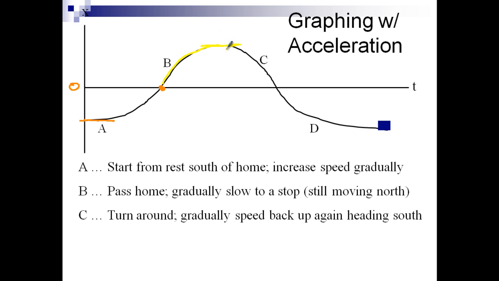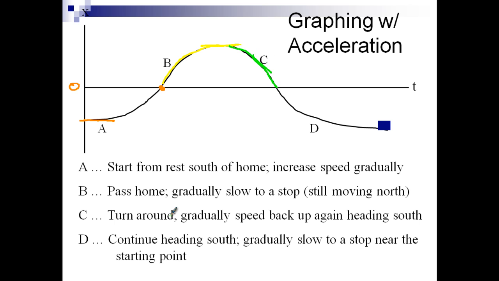Now C, you're going to turn around and you gradually speed back up again. See, it gradually gets steeper and steeper and steeper. And now a line tangent to this curve will give you a negative velocity, which means you turned around. D, continue heading south, and you gradually slow to a stop near the starting point. So in part D, he slows down gradually, and gradually starts to flatten out, and you're right back to where you started.